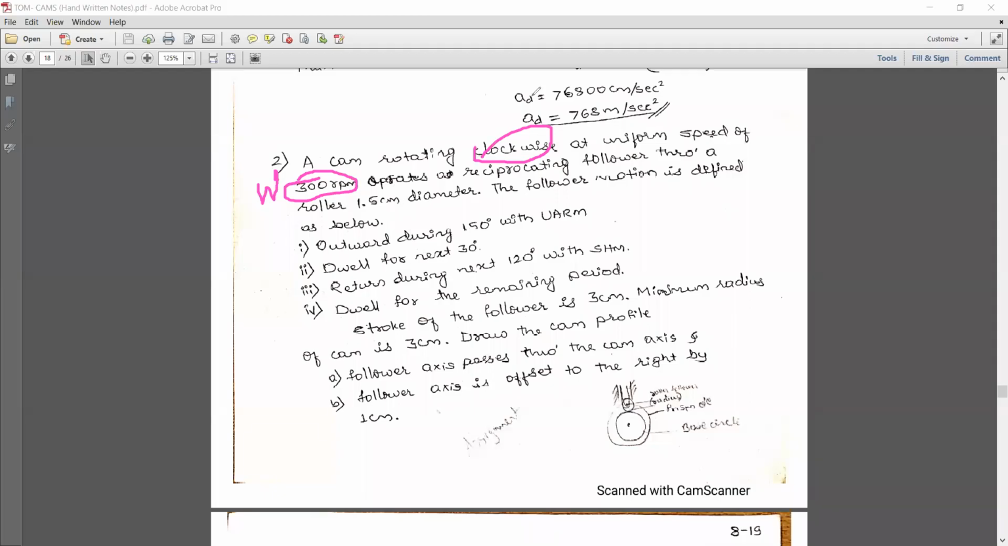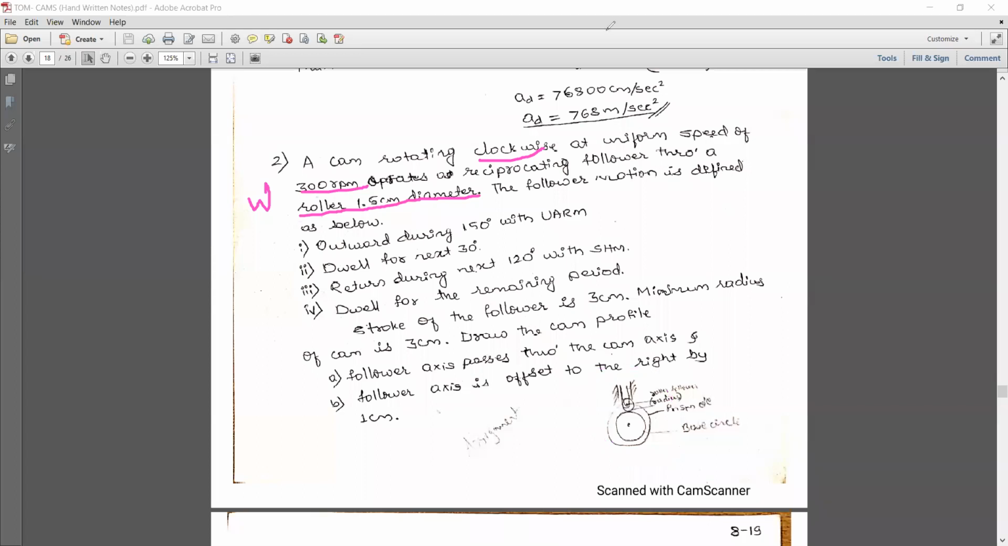So the cam rotates clockwise at 300 rpm, which gives you the omega here. Then, the following reciprocating follower operates a reciprocating follower through a roller of 1.5 centimeter diameter. This is the roller diameter. For example, you can see this is the base circle and this is the roller follower. Okay, you can see here clearly.